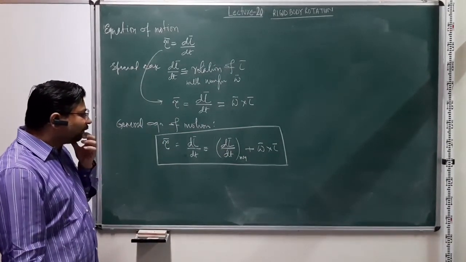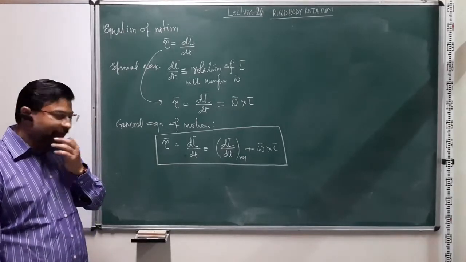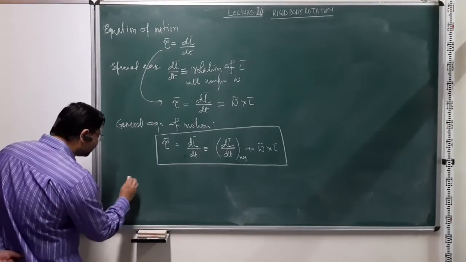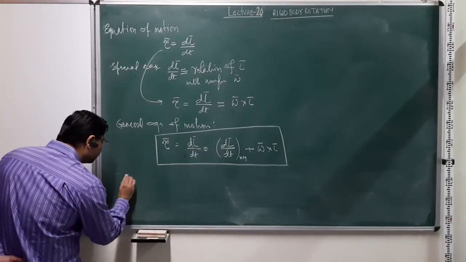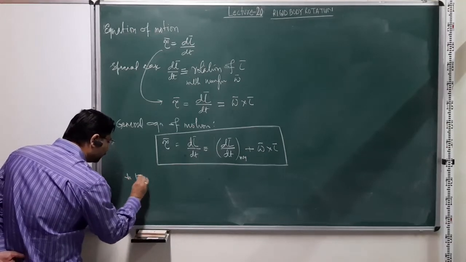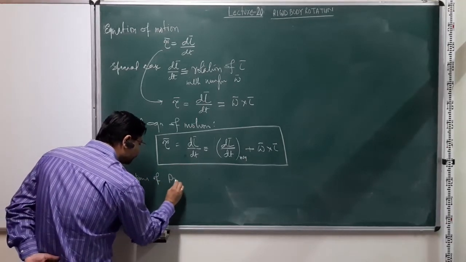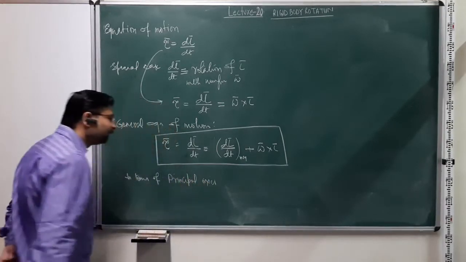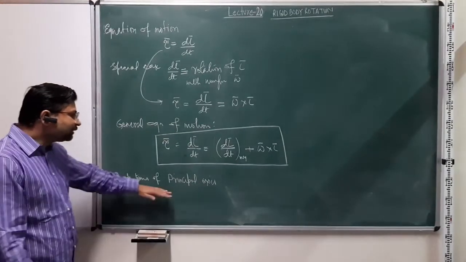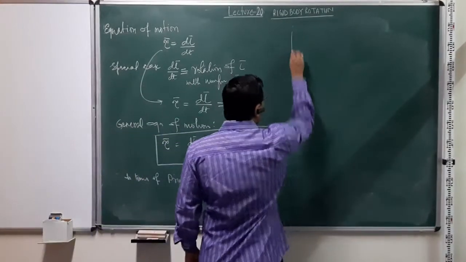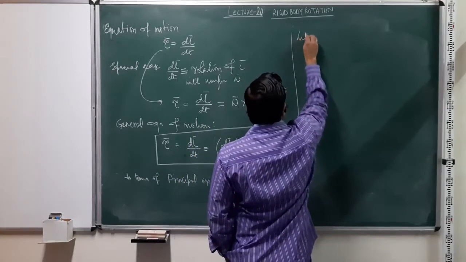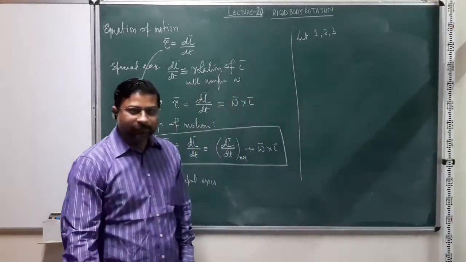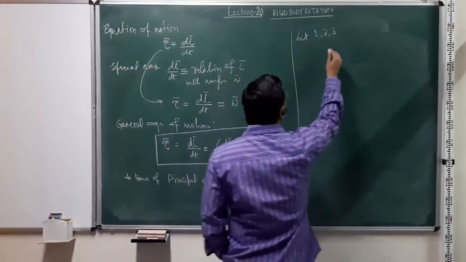What we can do is, now we can again go back to our previous treatment, where we discussed the motion in terms of principal axes, because otherwise the problem may not be very easy to solve, right? So in terms of principal axes, let us say we have a set of principal axes 1, 2, 3 for a rigid body, right?